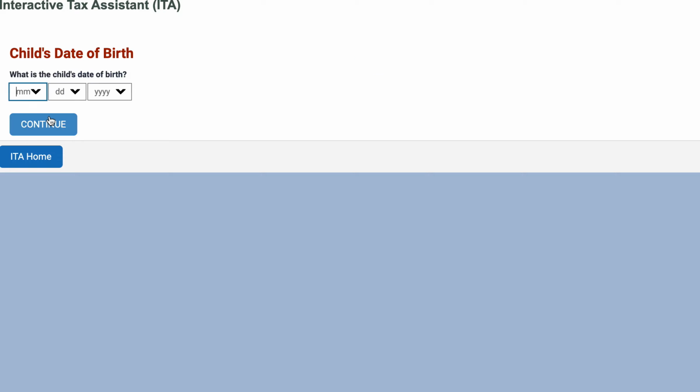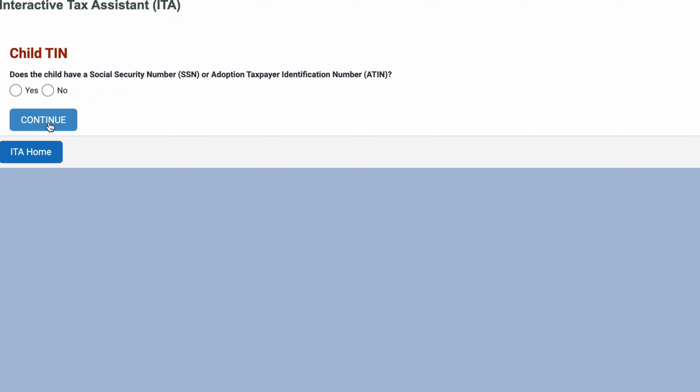We'll say no for now. We might change this. So let's just say that this child was, I'm picking random dates here, adopted when he or she was 3 years old. We'll say that they have a social security number. It is not a spouse's child.